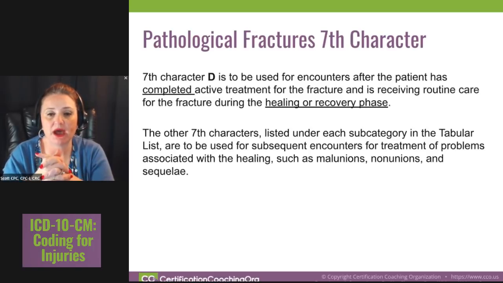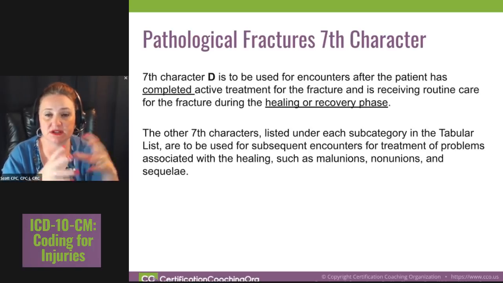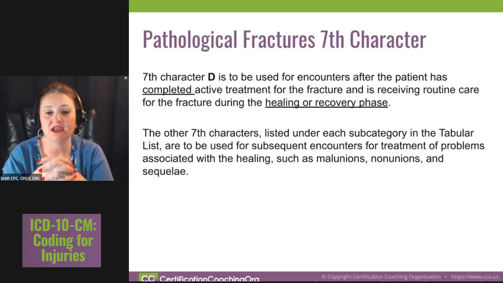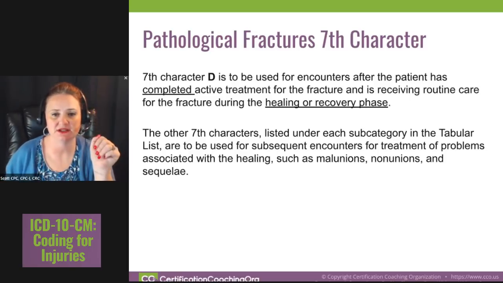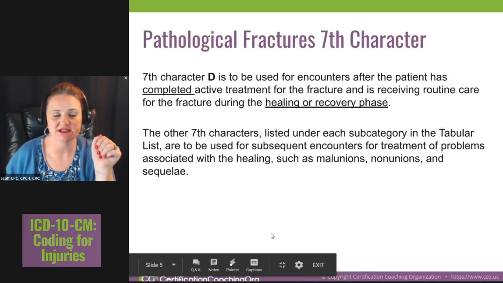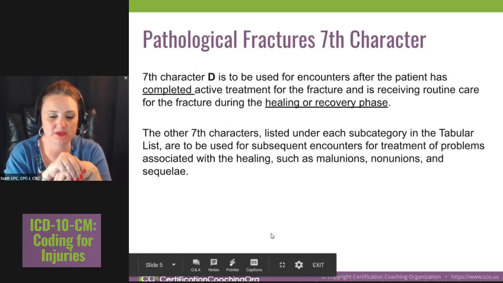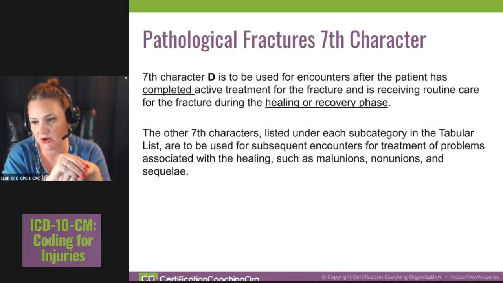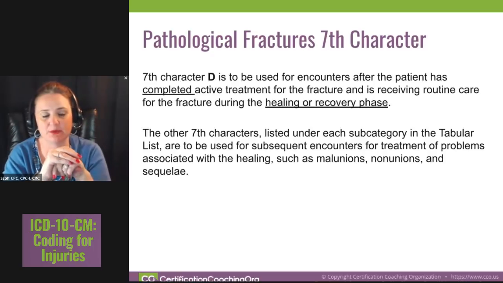So let's talk about what constitutes an active treatment versus healing recovery phase. Let me see if I gave an example of this in the next one. Let me go back, because I've got some examples and a couple of films to show you. I don't mean films, we don't say that anymore. X-rays, to the example.